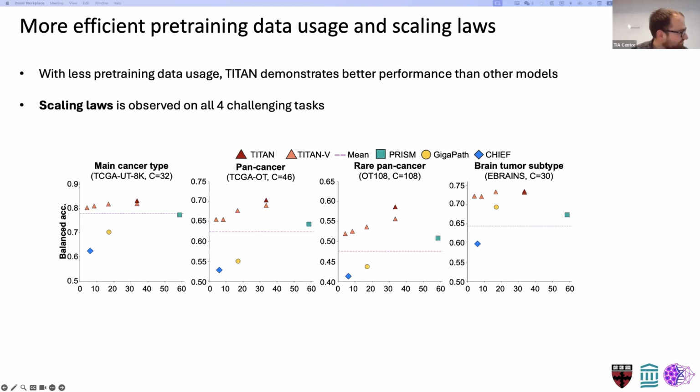And I guess just a quick follow-up question on UNI 2: what changed between UNI and UNI 2? What is the difference? Yeah, so UNI 2 is a ViT-Huge model with patch size 14. It was trained on much more slides compared to UNI. UNI was trained on 100,000 slides, and UNI 2 is trained on 350,000 slides.